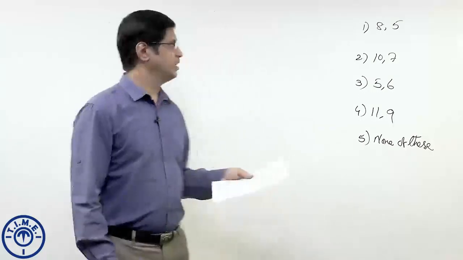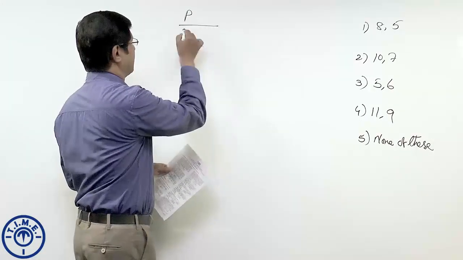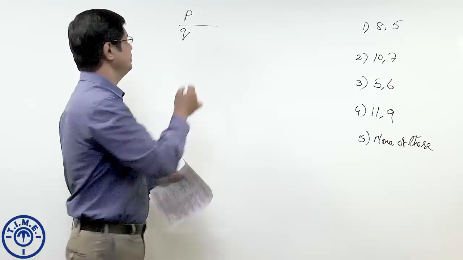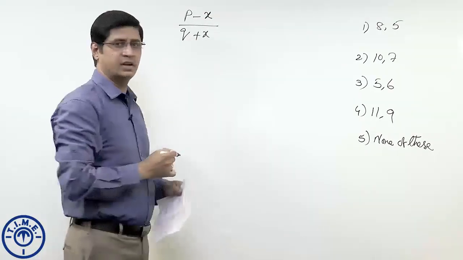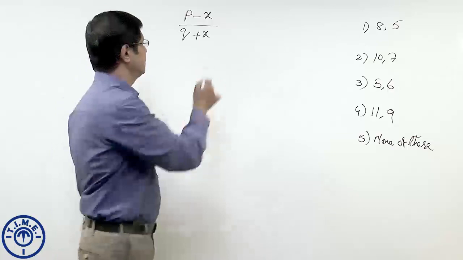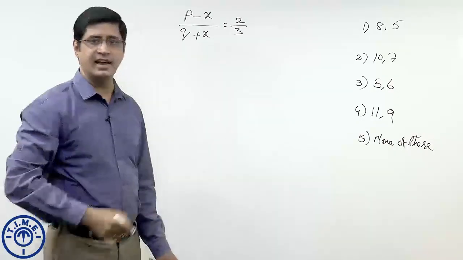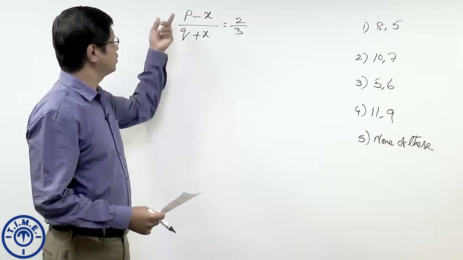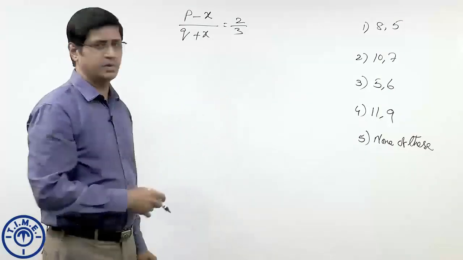Now, the condition given here is: P by Q is a fraction, and when an integer is subtracted from the numerator and the same integer is added to the denominator, I am assuming the integer as x, then what is the result? It becomes 2 by 3. So, (P minus x) by (Q plus x) is equal to 2 by 3. Now, what are the values of P and Q? Of course, P and Q are the coprimes, and all these numbers are coprimes.